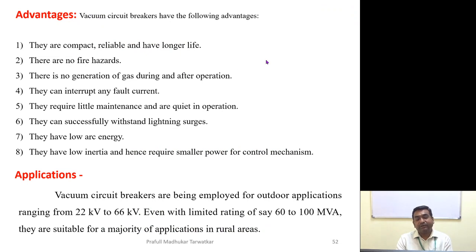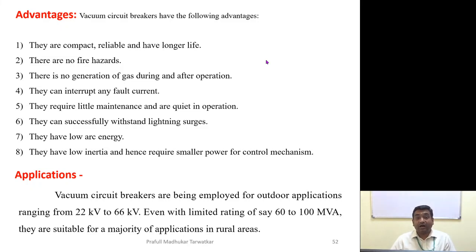So as far as the advantages of vacuum circuit breakers are concerned, they are compact, reliable and have longer life. There are no fire hazards. There is no generation of gas during and after the operation. They can interrupt any fault current. They require little maintenance and are quiet in operation, since the presence of vacuum is there, so no noise is there. They can successfully withstand lightning surges.